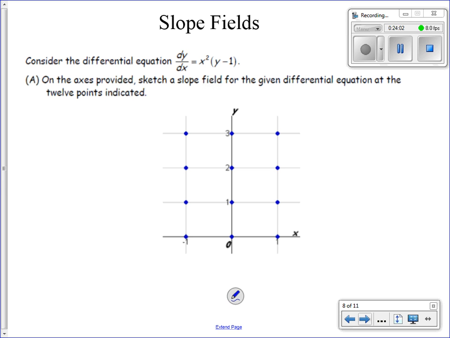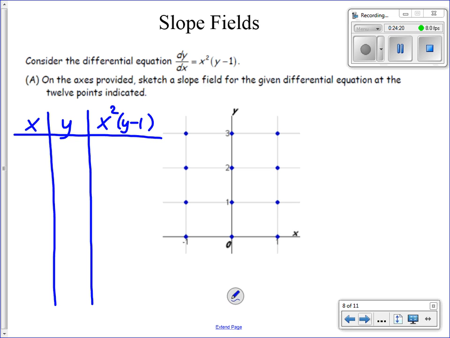So our differential equation is x squared times y minus 1. My suggestion would be to set up a table of values to try to find all of these slopes. And we're asked to do this at 12 different points. So our ordered pairs would be, and I'm just going to start at this point here, negative 1, 3, negative 1, 2, negative 1, 1, and negative 1, 0. Okay, and then we have 0, 3, 0, 2, 0, 1, 0, 0.